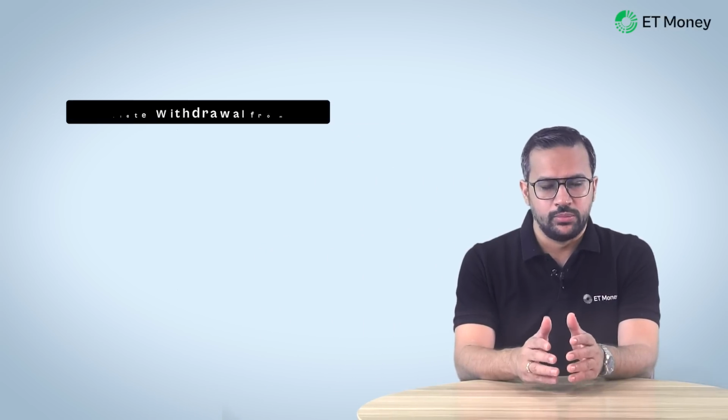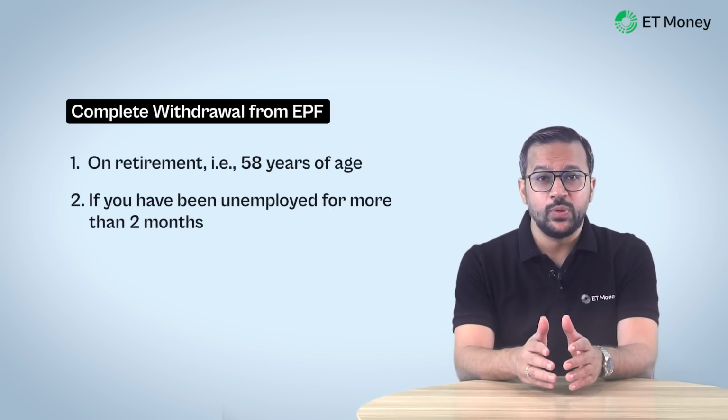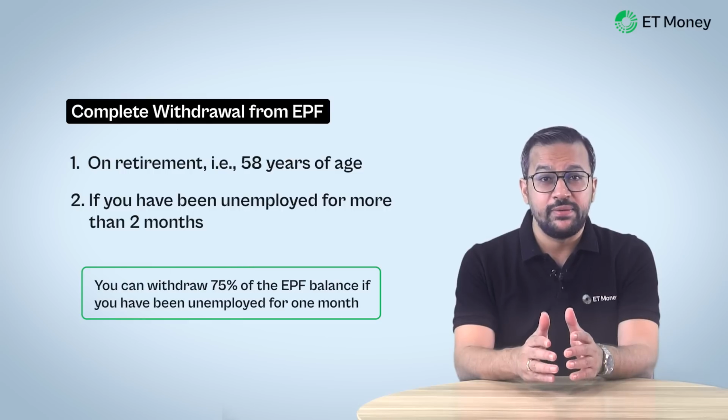You can make a complete withdrawal from the EPF in two cases. Number one, on retirement, that is 50 years of age. And number two, if you have been unemployed for more than 2 months. You can withdraw 75% of the EPF balance if you have been unemployed for 1 month.